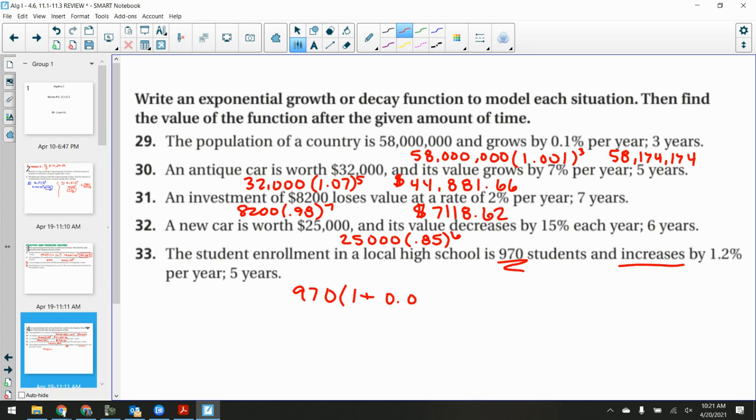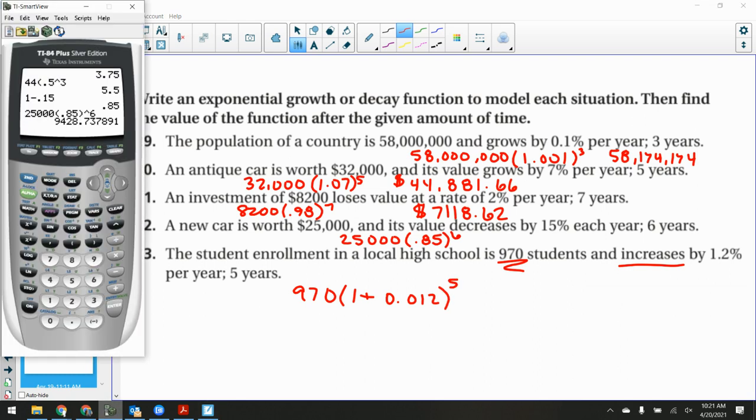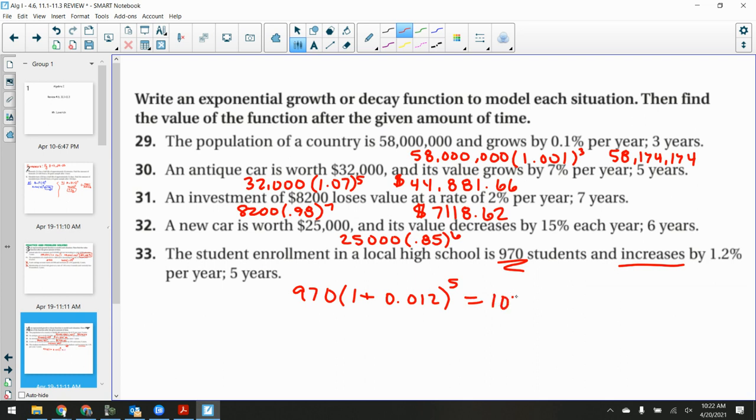0.012. And now I'm going to raise that to the 5th power. So 970 times 1.012 raised to the 5th power. The enrollment should be to the nearest student, I guess, 1,030. The book rounds to the nearest whole number, so I'll do the same. I like to think that if we're predicting numbers in the future, we can do decimal values, but whatever. All right, questions about that?